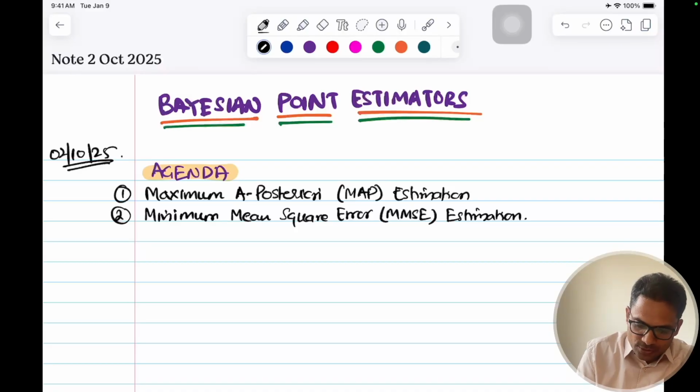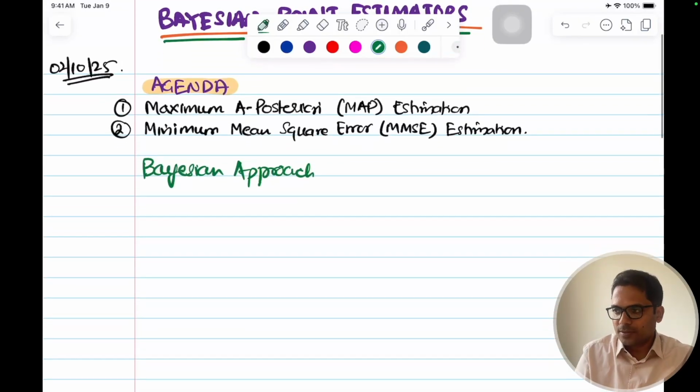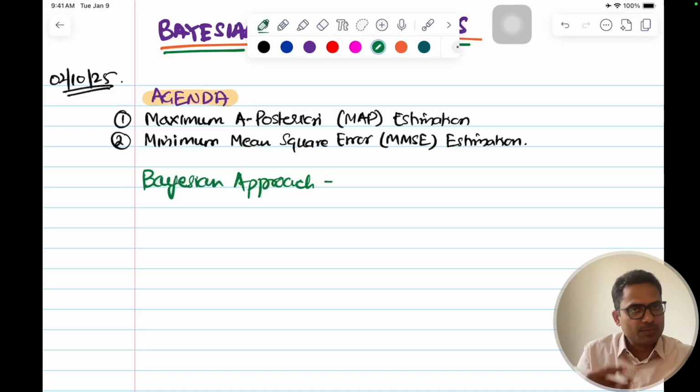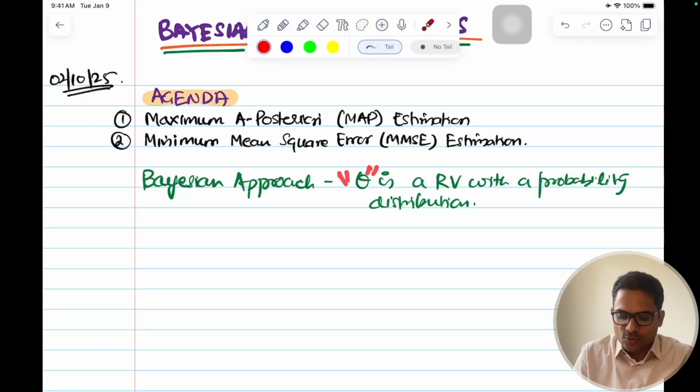Let me write it down so that you remember the Bayesian approach. It said that we had the prior, and this said that theta is a random variable with a probability distribution, depending upon our initial prior belief. Most of the time we knew what would be the underlying distribution, and we made a prior assumption. As we saw in the last video, we made an assumption that it was a Bernoulli.